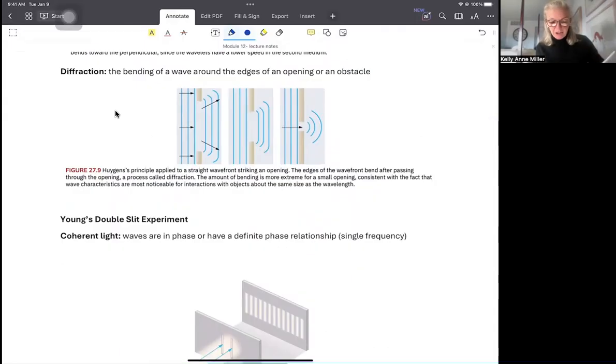Okay, so here's a picture of three slits. This is slit number one. A slit is just an aperture, right? This is a large slit, and this is a small slit. What you should notice is that the wavelets bend as they go through the slit, and they bend more the smaller the slit. So the smaller the slit, the more diffraction there is. And diffraction is just defined as the bending of a wave around the edges of an opening or an obstacle.